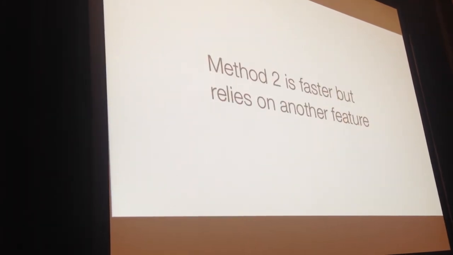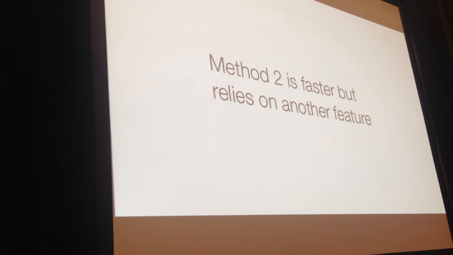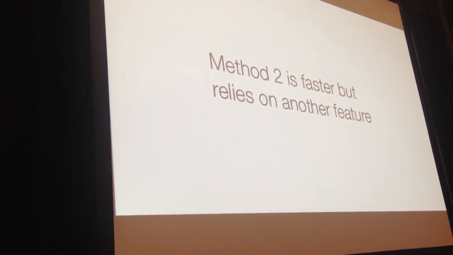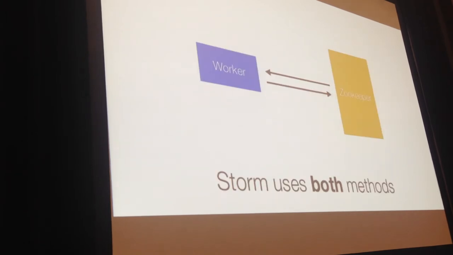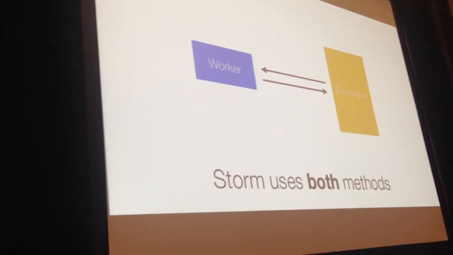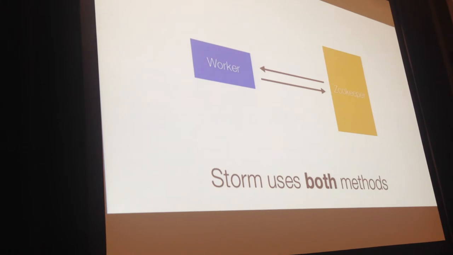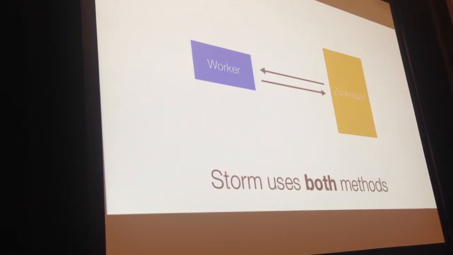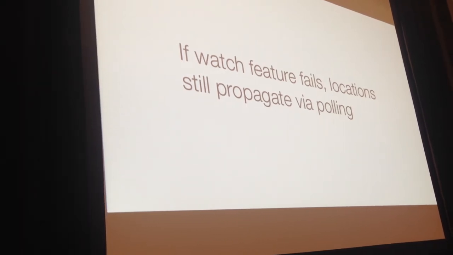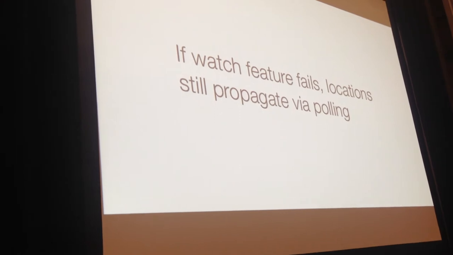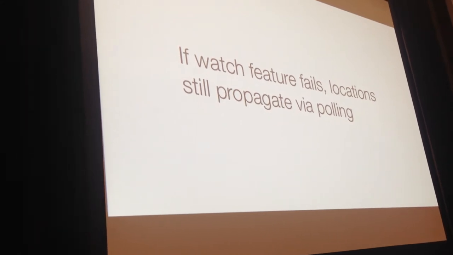Now, of course, method two is much faster, but it adds a dependency on another feature in Zookeeper. So what I decided in Storm's design is that Storm uses both methods. It uses the watch feature, but it also pulls every few seconds just in case the watch feature doesn't work. Now, this turned out to be a far-sighted decision, because it turns out watches had a bug in them that would have affected Storm, but it did not affect Storm because Storm had this redundancy in it.